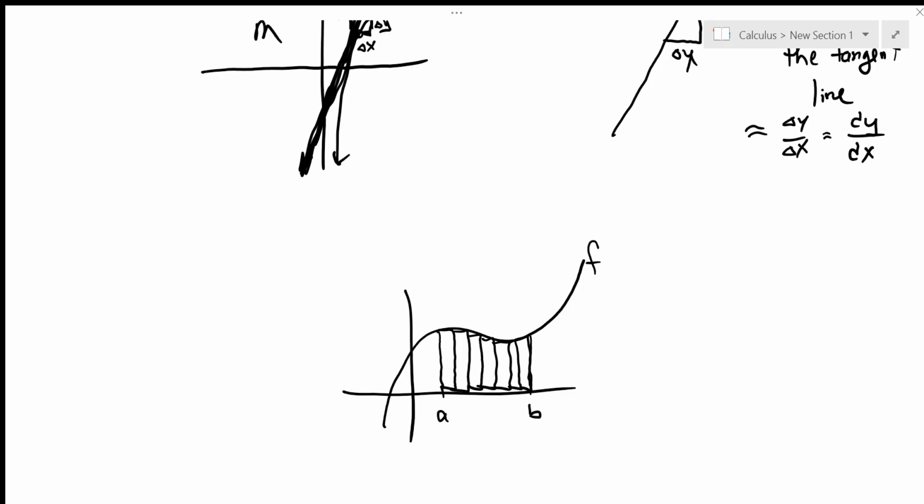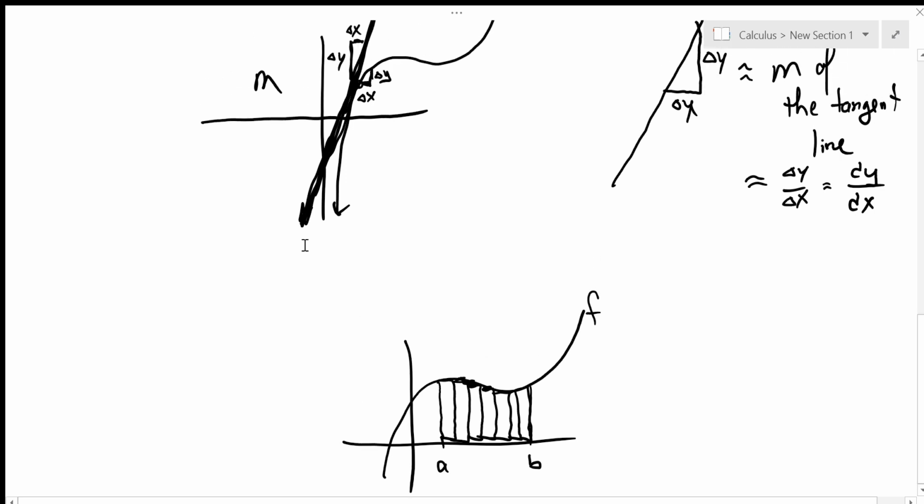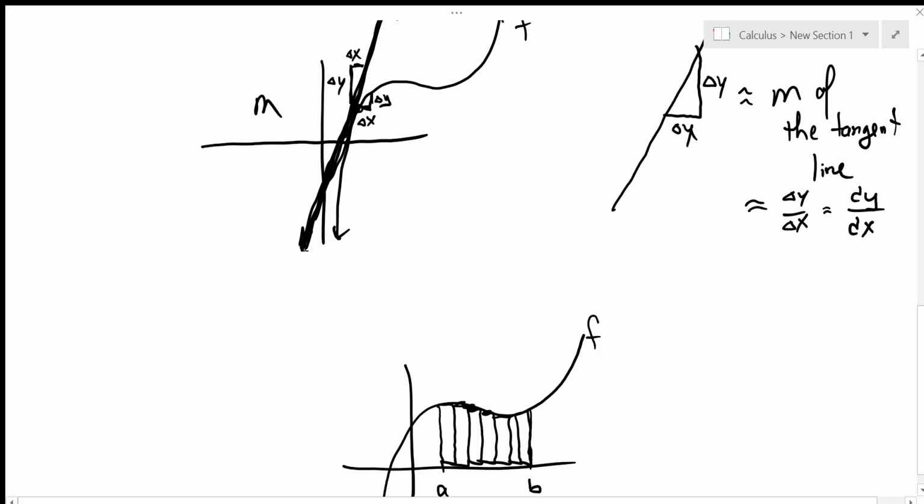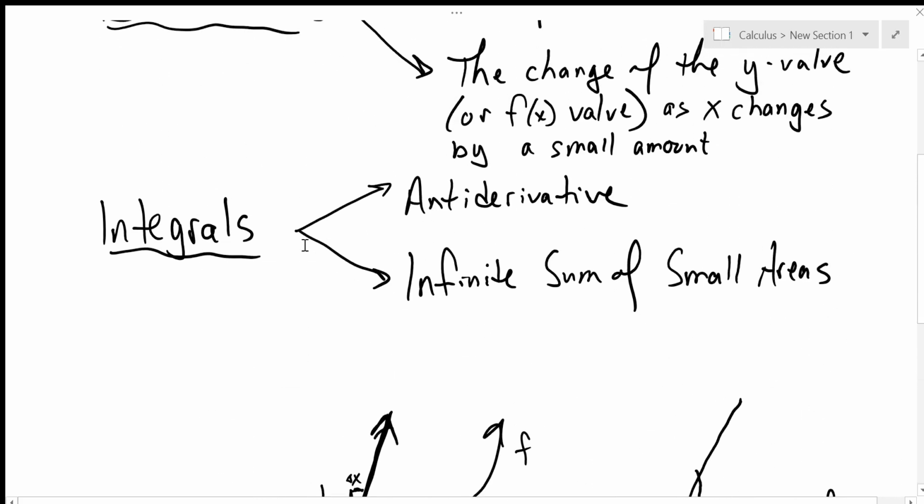We end up losing all of the error that we would have. You see the error here with my rectangles. We missed a little bit up here, we missed a little bit right up here. Right? The more rectangles you have, the less error area you have. If you have infinitely many rectangles, you don't have any error, and you get the area under the curve. So that idea of an infinite sum of small areas is another way we can use the integral.